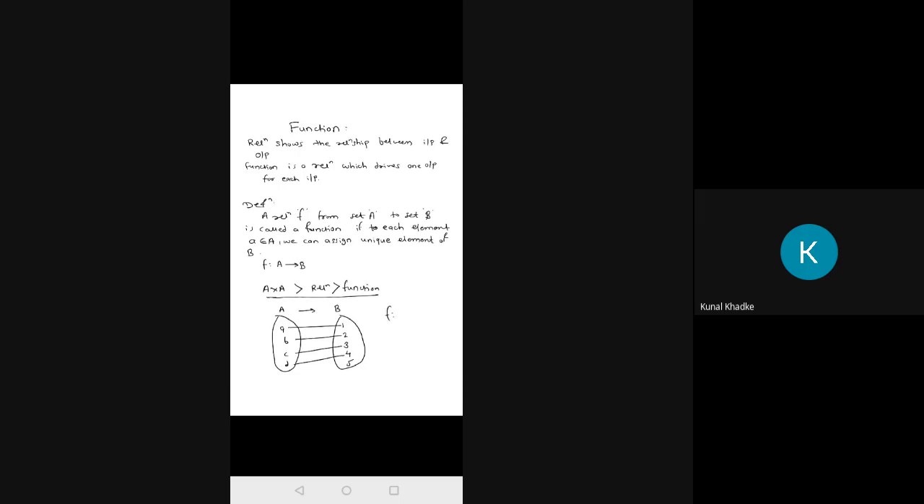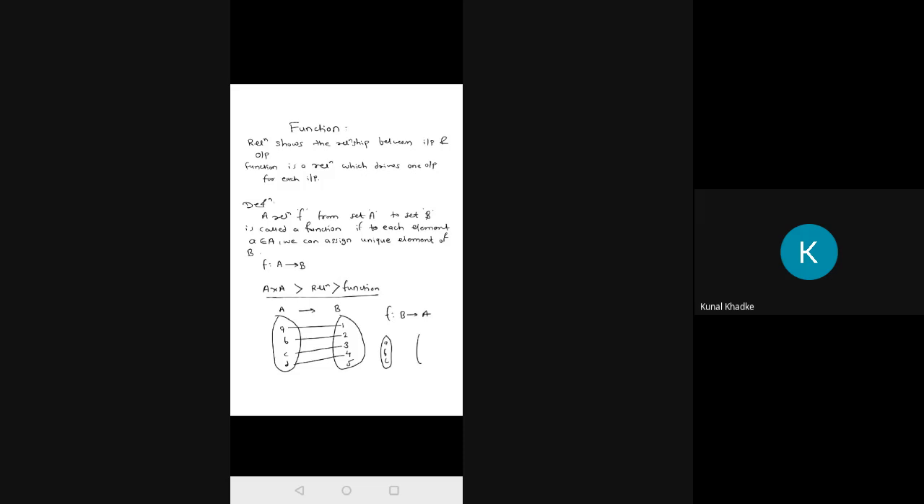If this function was given from B to A, in that case it would not be a function. Correct. Okay, it is not a function. So all the elements from set A should have a unique element in the set B. Okay, so take one more example.